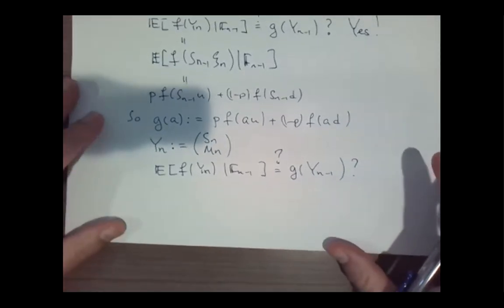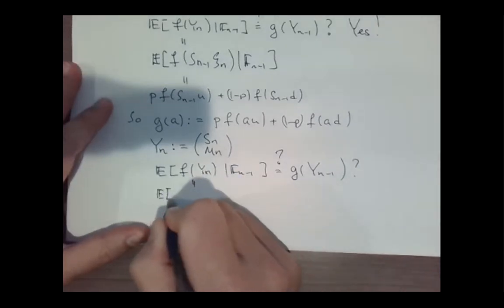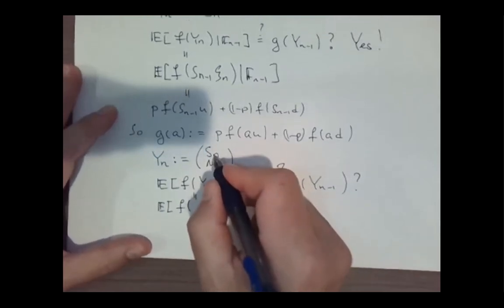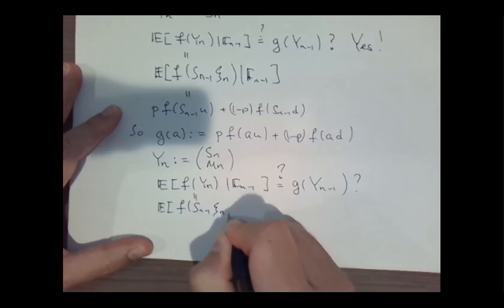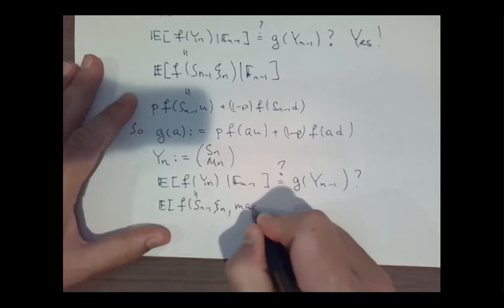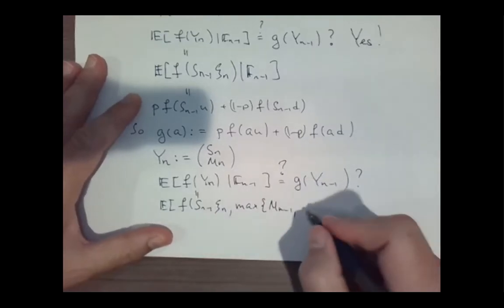How would we attack it? We would try to do the same thing as before. We would write this as an expectation. If now y is two-dimensional, we start out with Sn. This will be Sn minus 1 times psi. And then we have the maximum. So this will be the maximum of Mn minus 1 and then Sn.